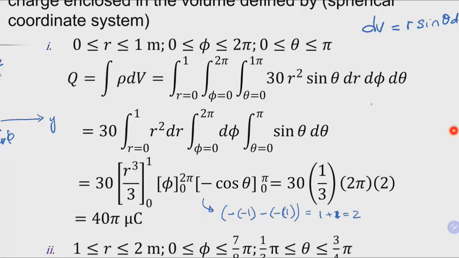Okay, your cosine functions, cosine 0 give us 1, cosine pi give us minus 1.